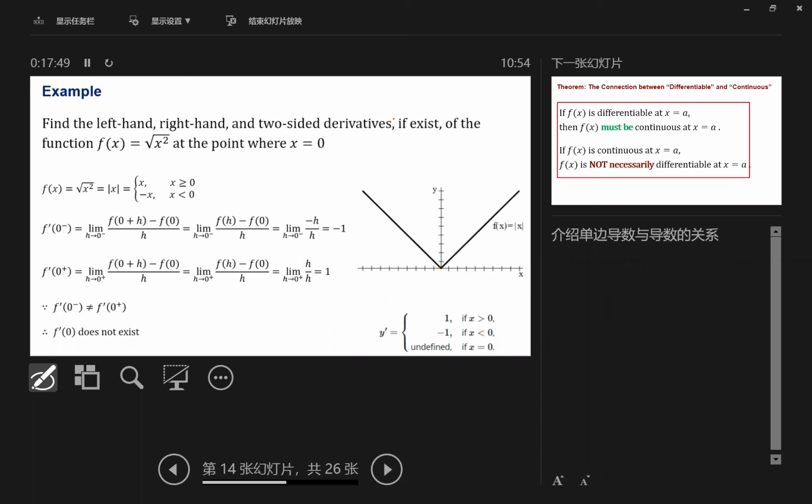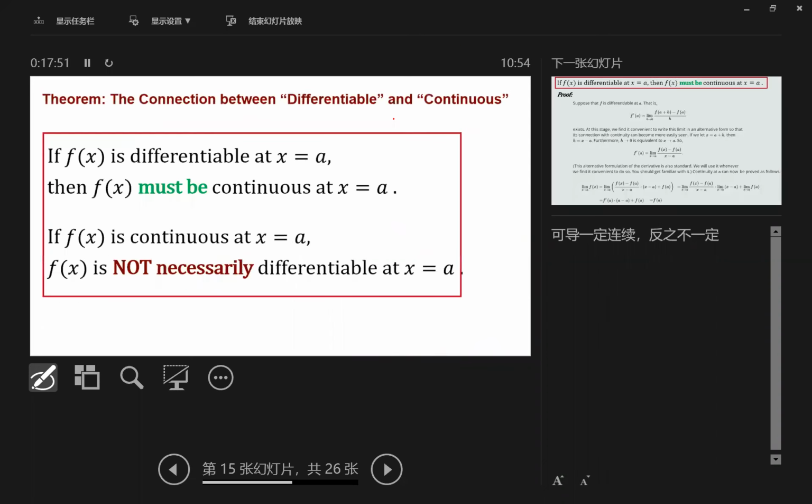Okay, if no questions, let's have a look at another theorem, which states the connection between differentiable and continuous. Can you recall the concept of continuity of a function at a certain point? The function is continuous at a certain point x equals a, if and only if the three conditions are met, right?